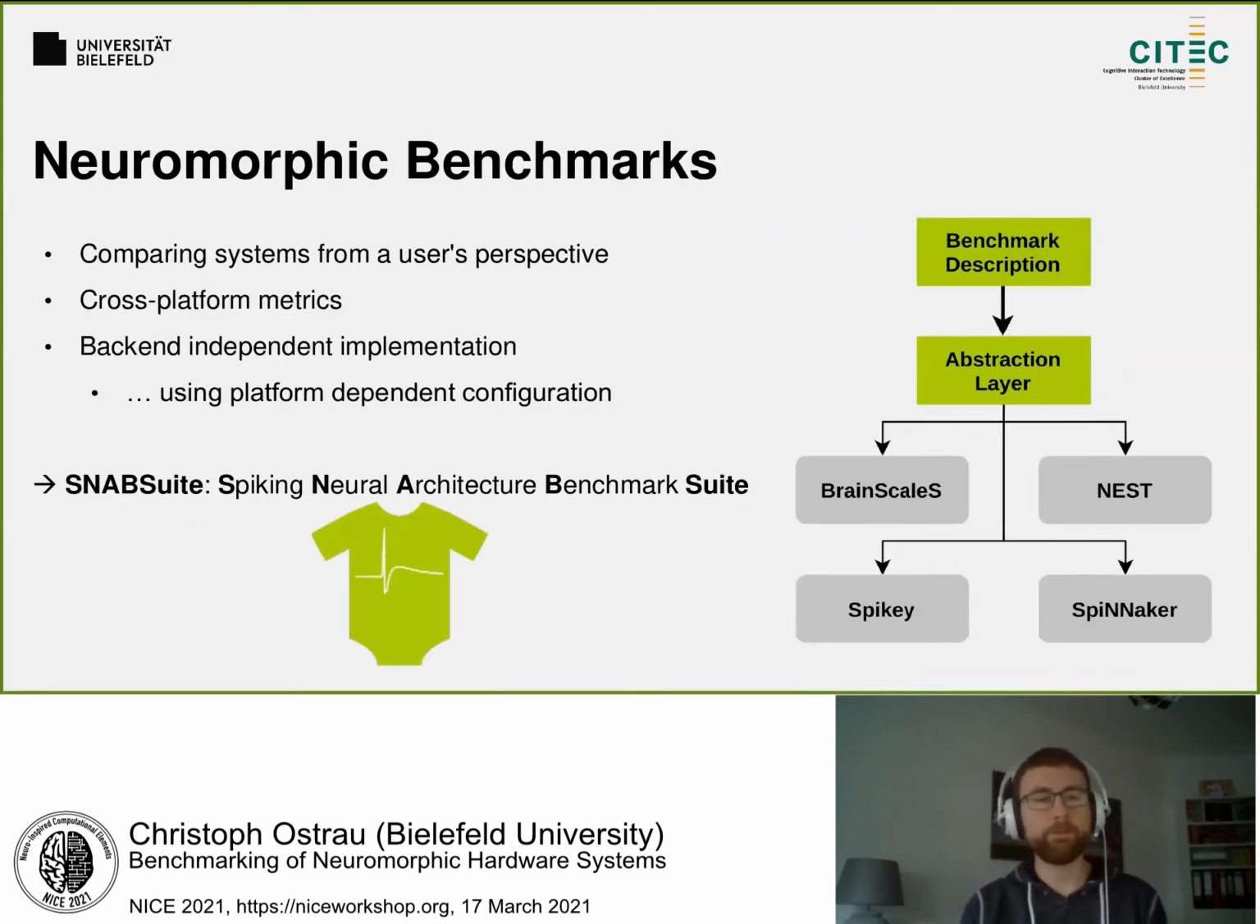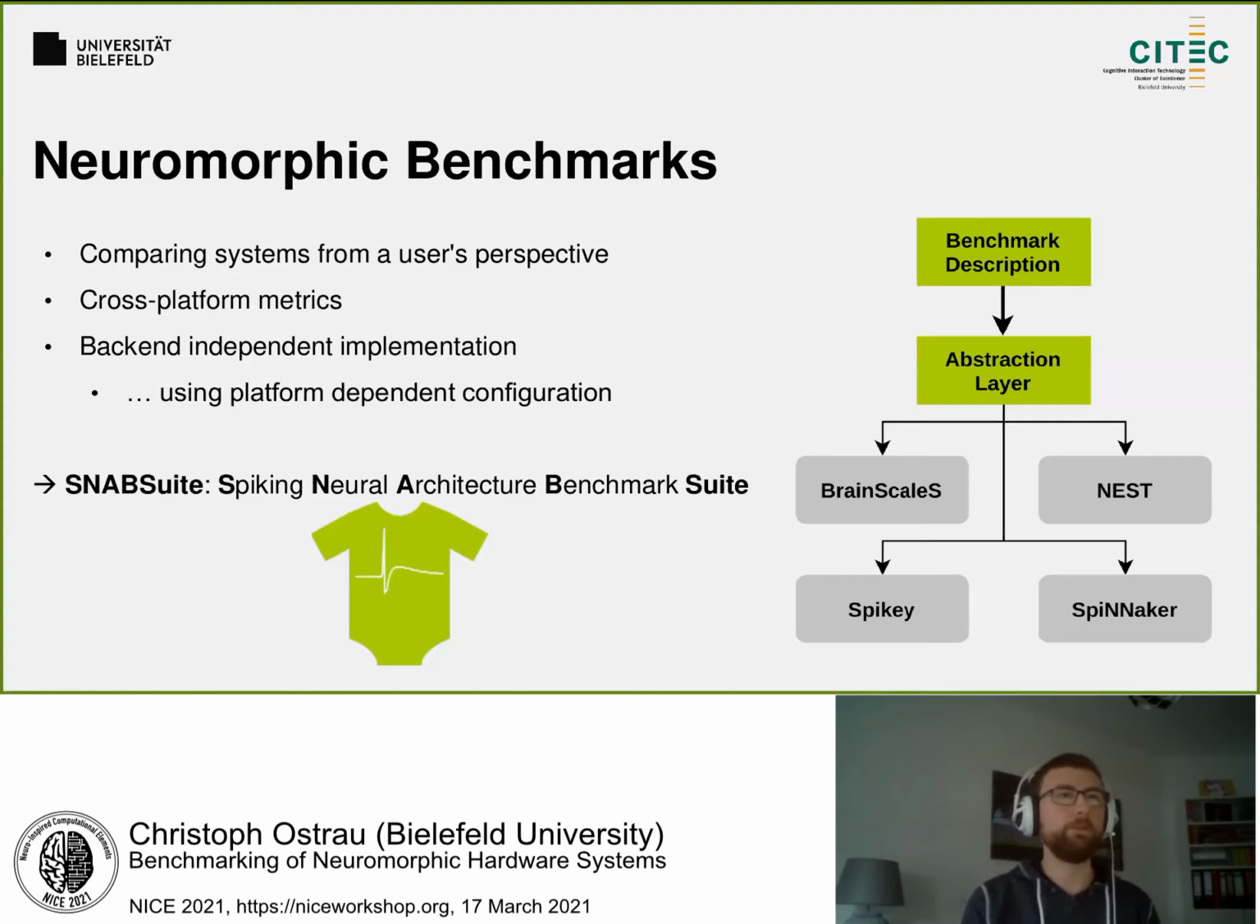So our neuromorphic benchmark approach is a black box approach. We take the user's perspective and have a very high level description of our spiking neural network, and that is mapped via an abstraction layer to these various different target systems. By this approach, we can provide direct cross-platform metrics and have, as I said, the backend independent implementation.